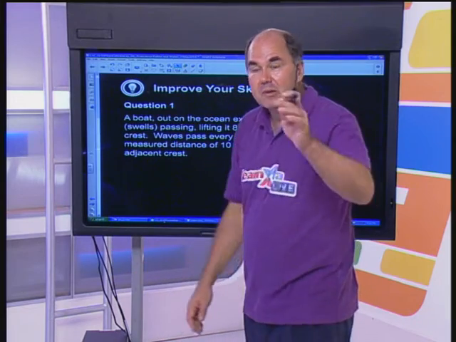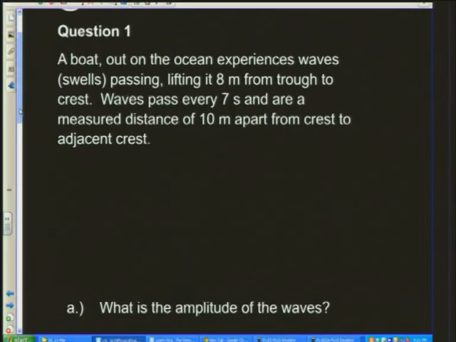So let's practice a couple. And we're going to start with a little question. Let's read it carefully and make sure that we've got all the details there. It says a boat out on the ocean experiences waves. So they're water waves, really just swells passing underneath it, lifting it 8 meters from the trough to the crest, and the waves pass every 7 seconds and are a measured distance of 10 meters apart from crest to adjacent crest. Adjacent means next to.